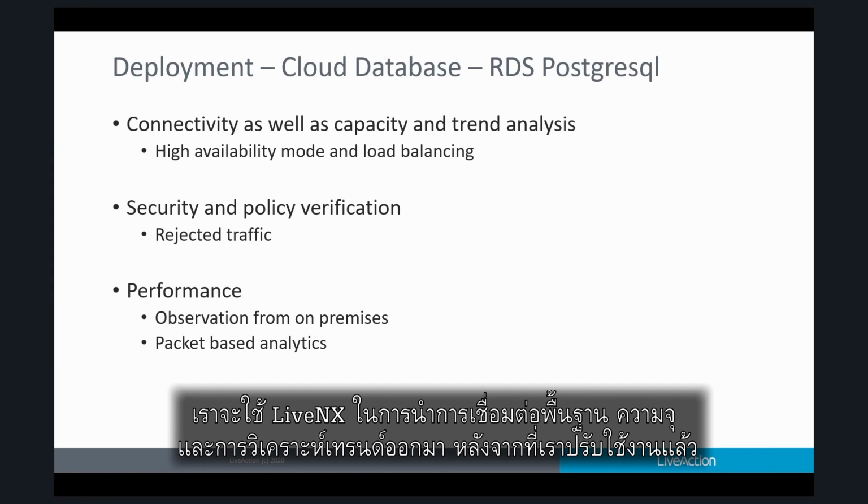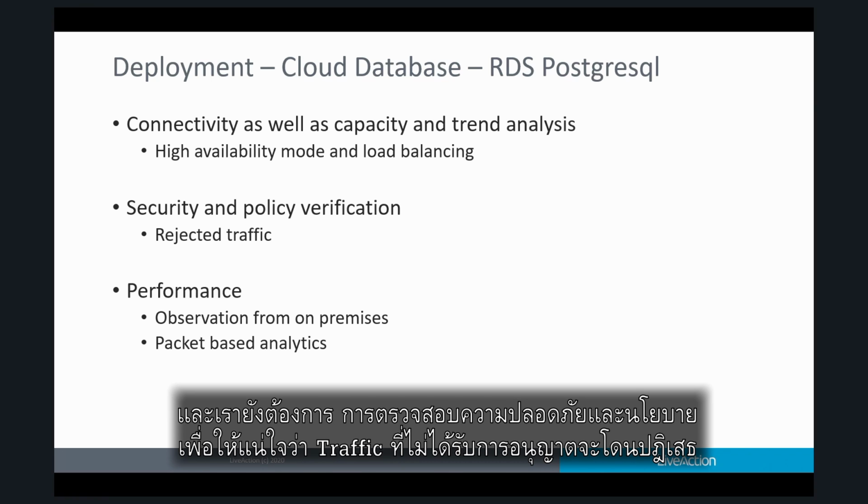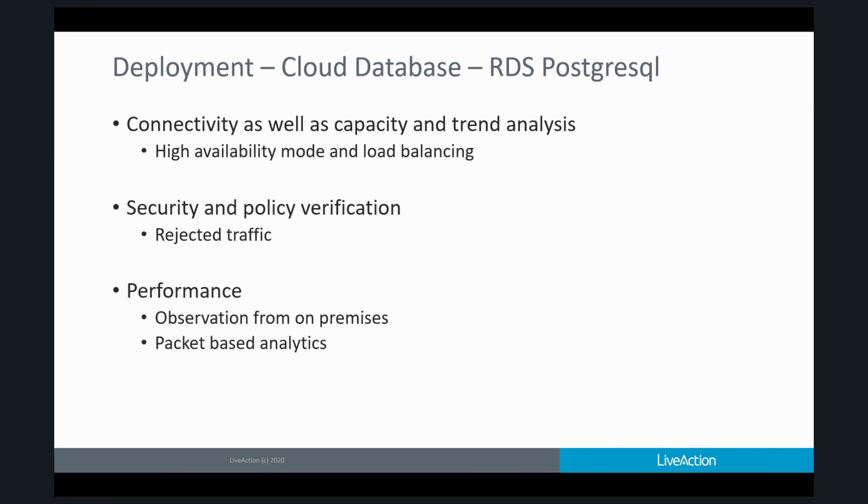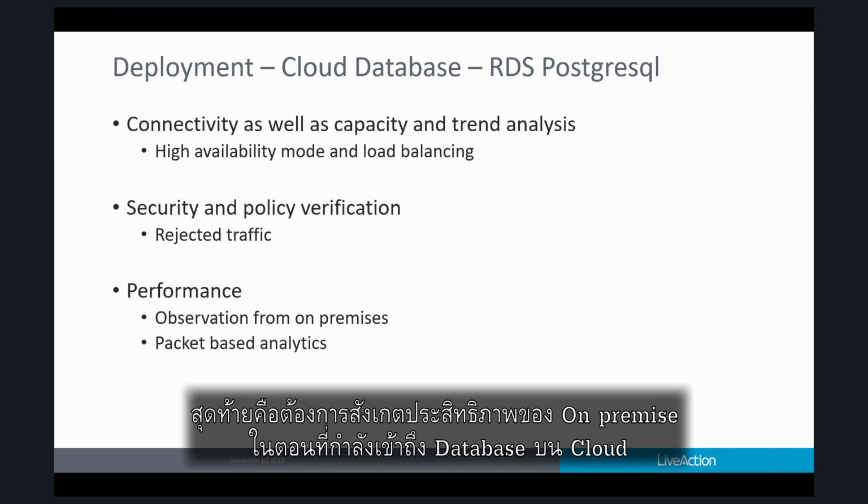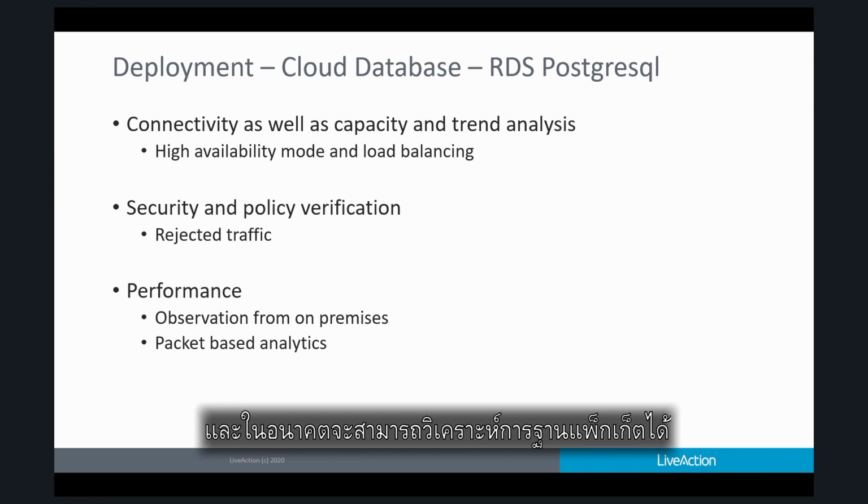So during deployment, we'll be looking at migrating to a cloud database, and in this case, RDS PostgreSQL. And we'll be using LiveNX to check out the basic connectivity and also capacity and trend analysis once we deploy this. But also any security and policy verifications, making sure that traffic that isn't allowed is rejected. And then lastly, just observing performance from on-premise as it accesses the cloud database. And in the future, we'll have packet-based analytics that can do that in the cloud on the EC2 directly as well.